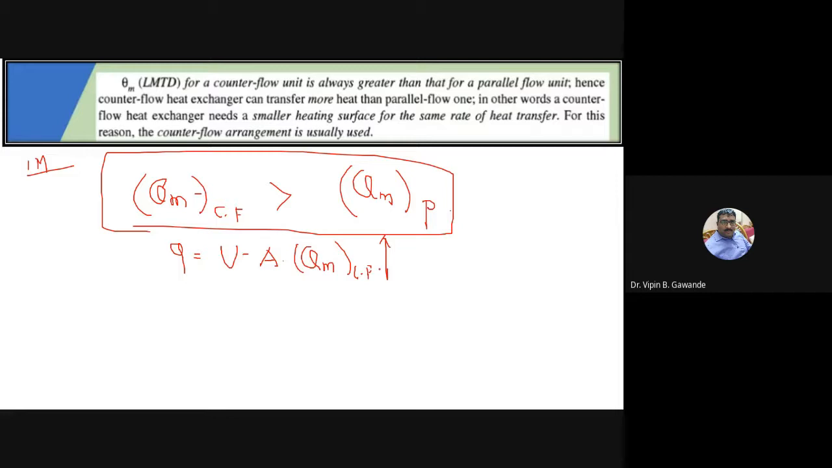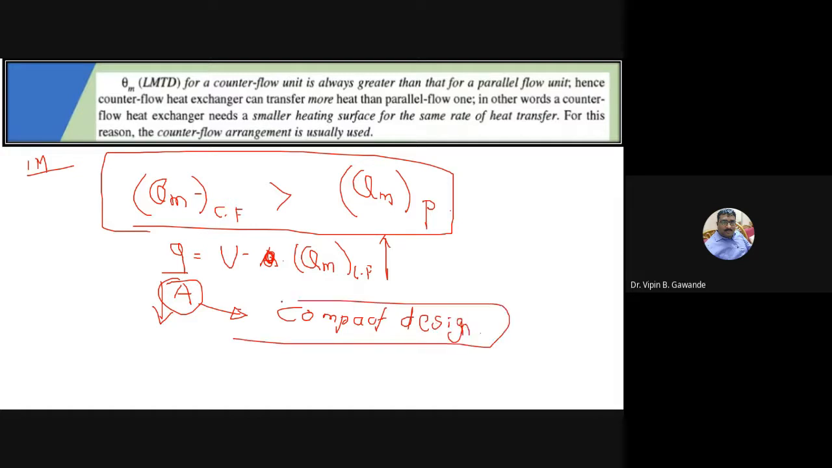If this LMTD value for counter flow is greater, and I take A at the bottom, what will happen to this area? This area will be lower. We have to reduce this area, then only this value will increase. Reduction of area means what? If we are reducing the area for the counterflow heat exchanger, then it has a compact design. Because of this compact design, counterflow heat exchangers are generally used in industries. So that is the significance of this statement, and this question was asked for one mark.